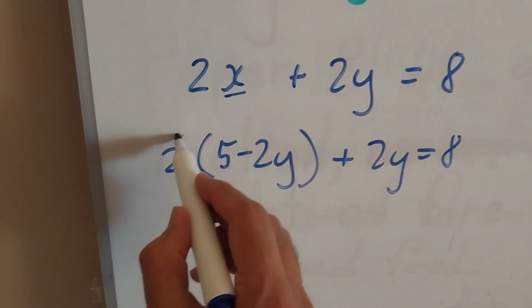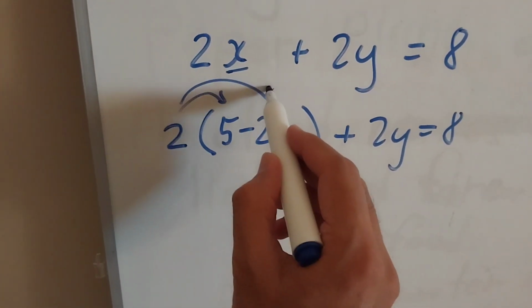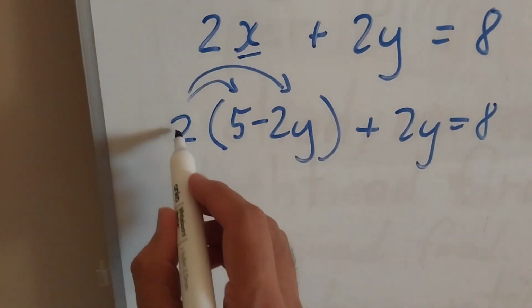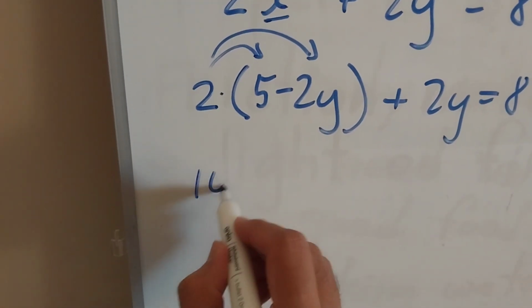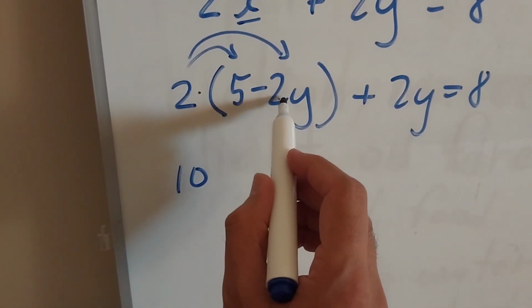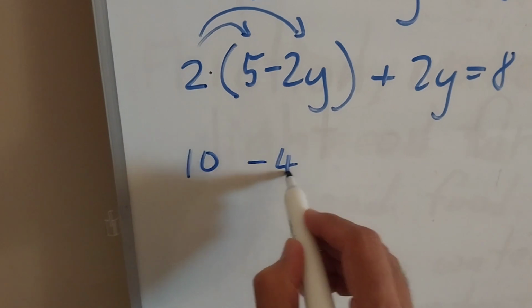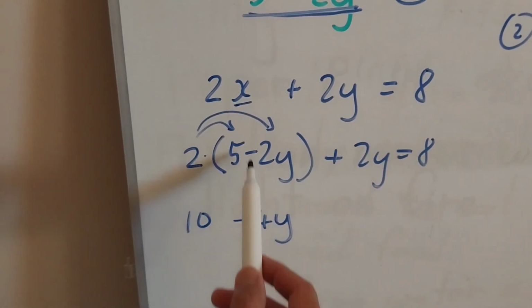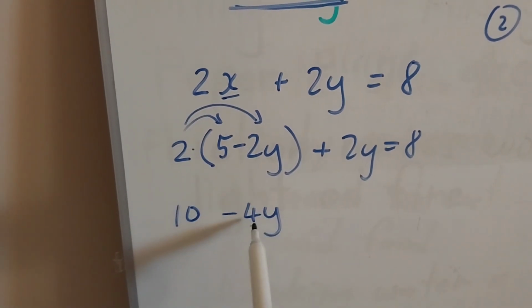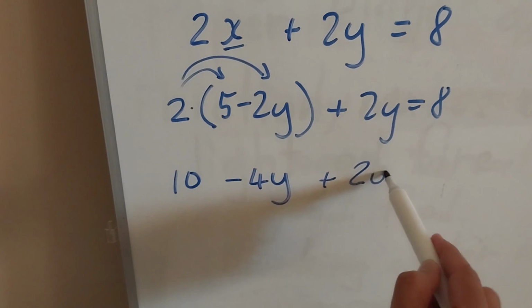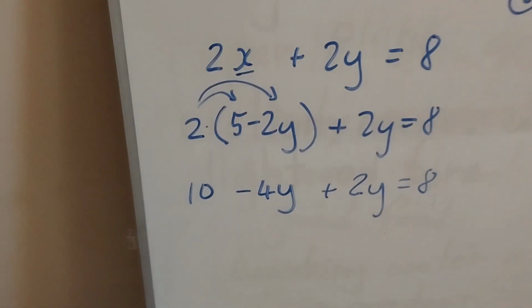Now there's a group over here, so we need to expand it. The factor 2 will distribute itself to 5 minus 2y. 5 times 2 is equal to 10. And then 2 multiplied by negative 2y, we get minus 4y. So we expanded the group. 2 times 5 is 10. The minus sign comes here. 2 times 2y is 4y, and then plus 2y is equal to 8.